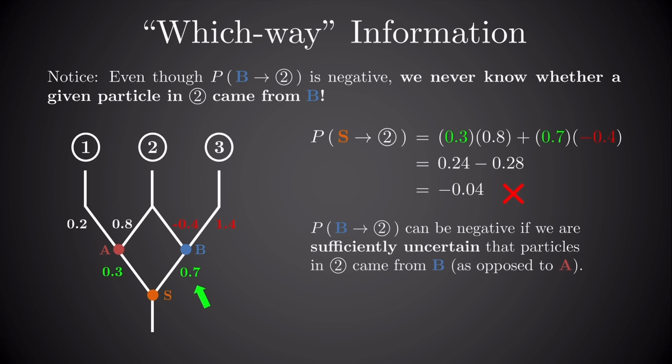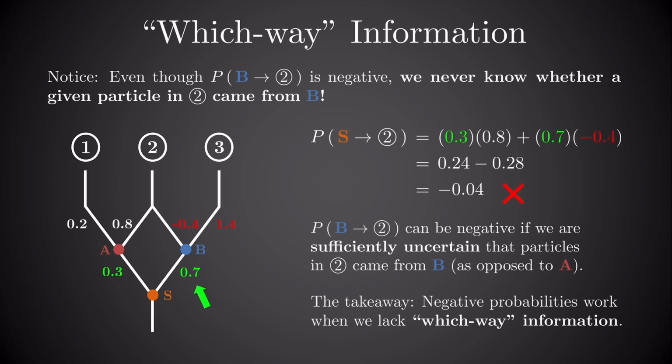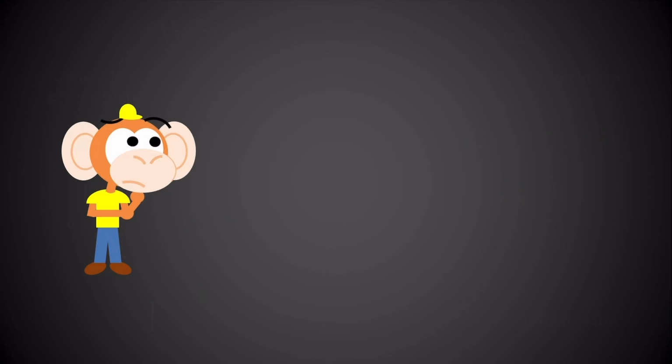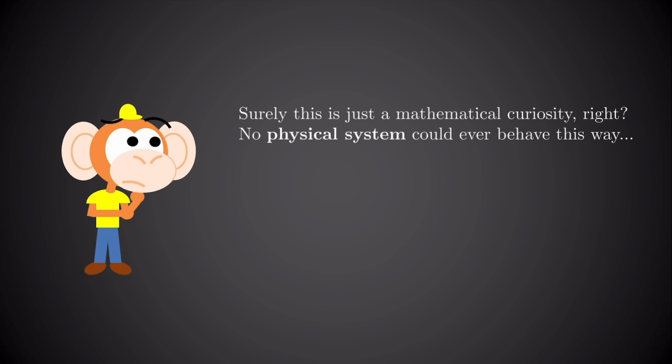The takeaway here is that negative probabilities work when we lack which-way information. By this I mean information about which way the particles went, through A or through B. This is strange terminology, but you'll see later why I'm choosing to call it this. So okay, fine. I guess technically negative probabilities can work out mathematically. But surely this is just a mathematical curiosity, right? You couldn't have a physical system that behaves this way, right? Oh, if only that were true. Enter the double slit experiment of quantum mechanics.